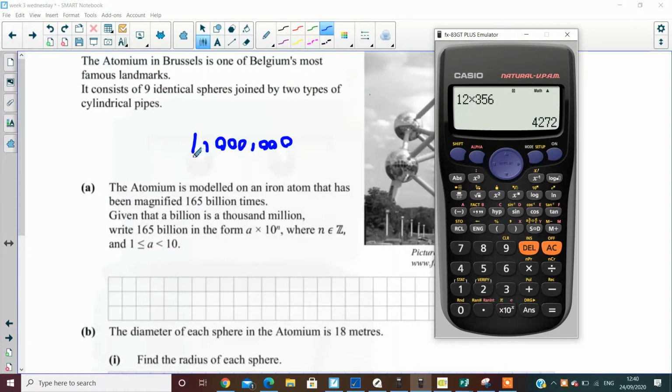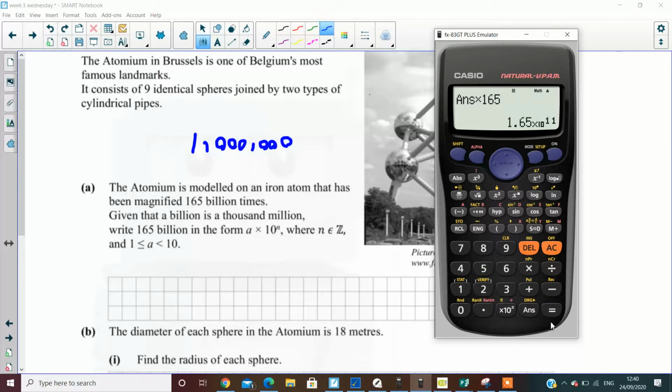Now, what is 1,000 times a million? So we get 1,000 and we multiply it by 1 and 6 zeros for a million. 1, 2, 3, 4, 5, 6. That is 1 billion. Everybody cool with that? But then you have to multiply by 165.